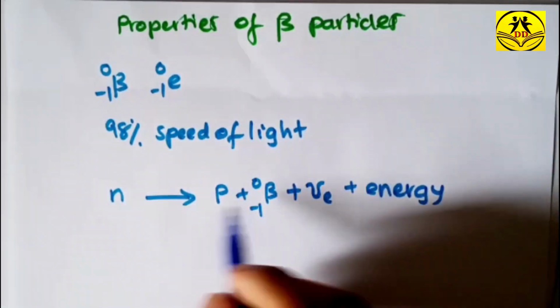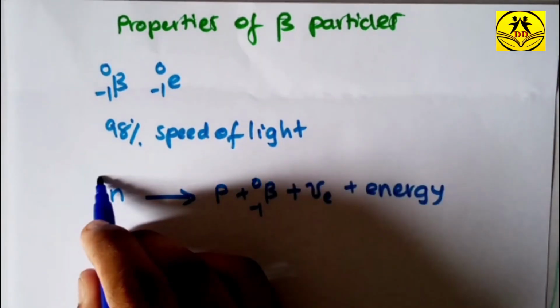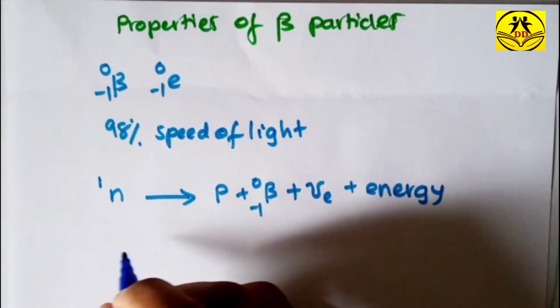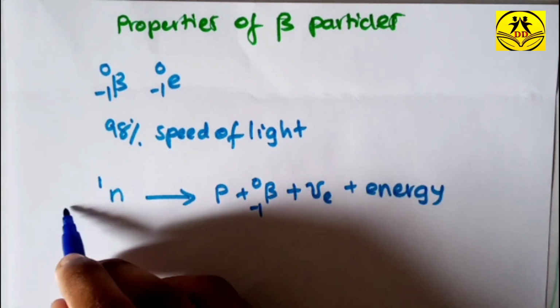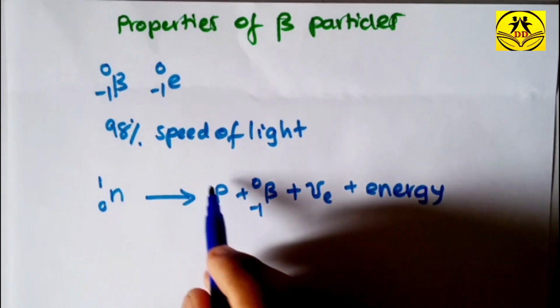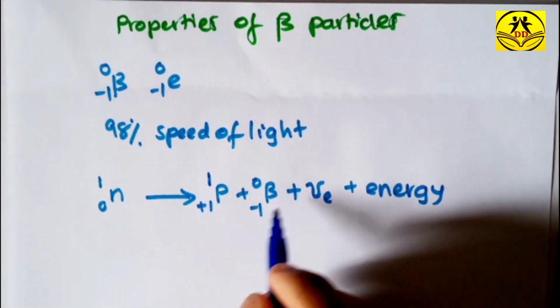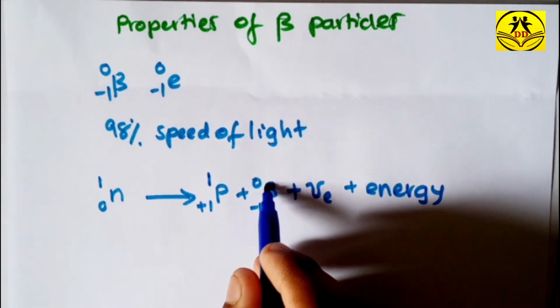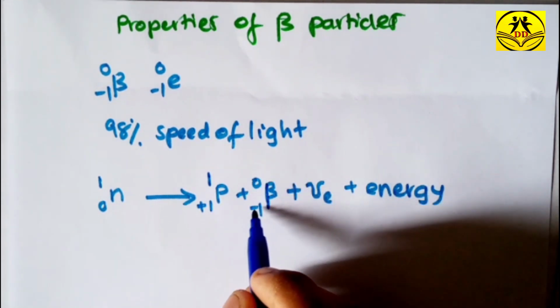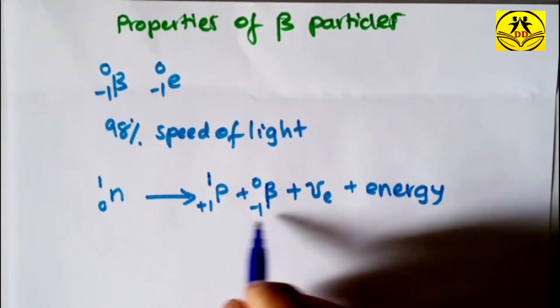So we need to take the balancing of the mass and charge. A neutron has 1 mass and 0 charge, but a proton has 1 mass and a positive charge, and the beta particle will have no mass and -1 charge, so it balances.